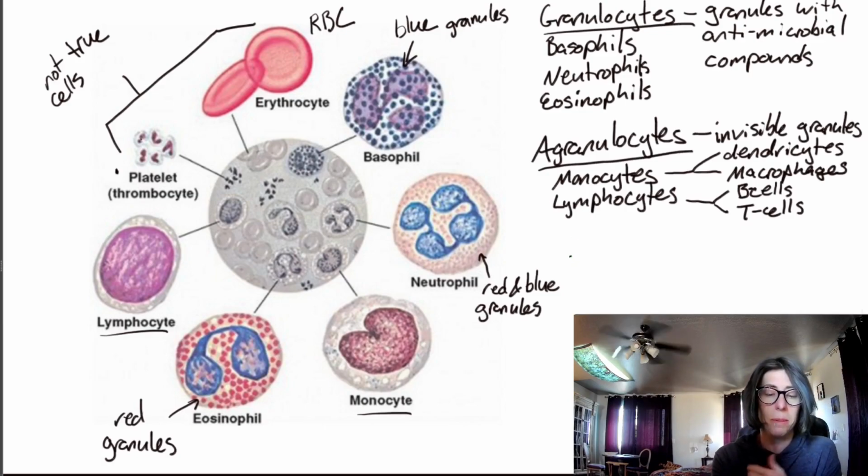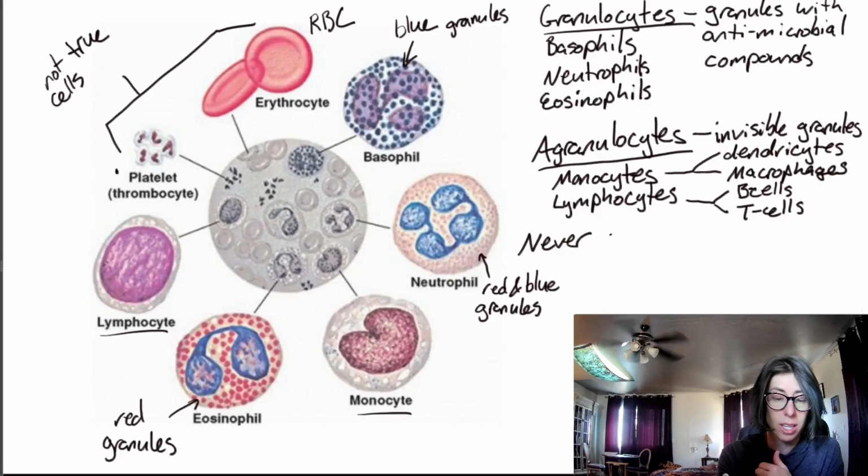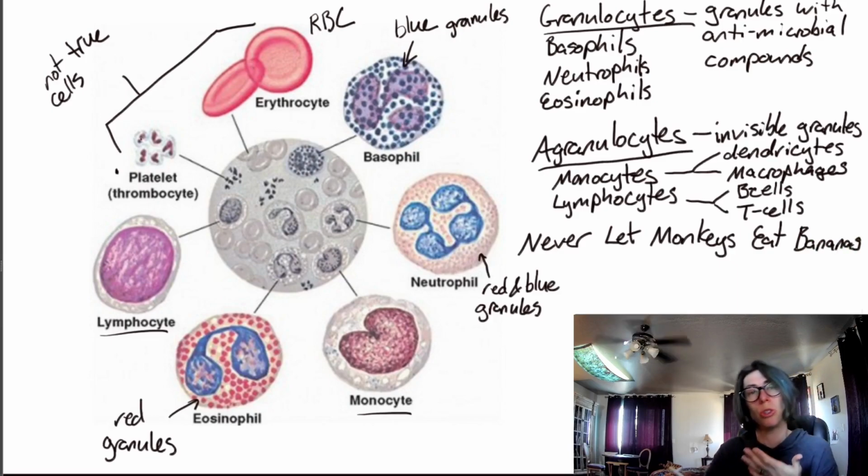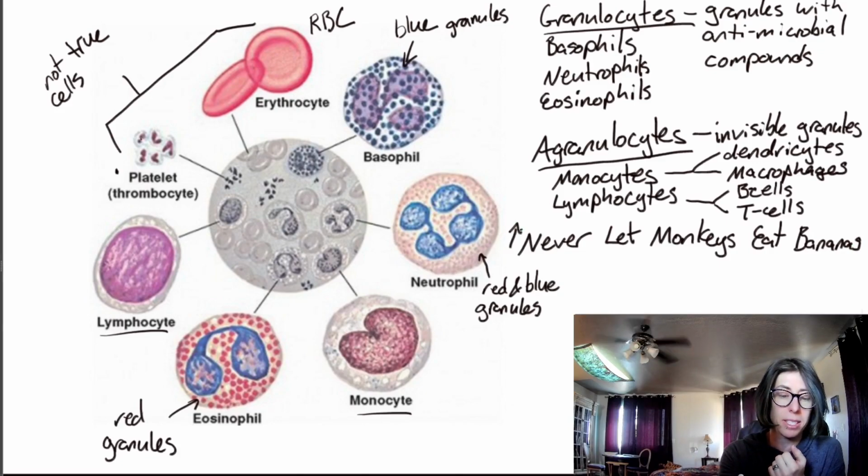So the best way to remember their relative abundance is the phrase, never let monkeys eat bananas. I mean, of course you should let monkeys eat bananas, but this phrase helps remember the relative abundance. So this is the highest abundance here and the lowest abundance on the right.